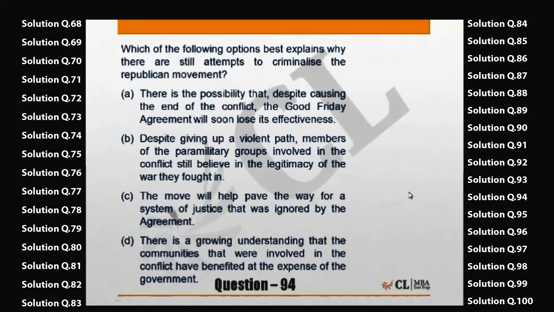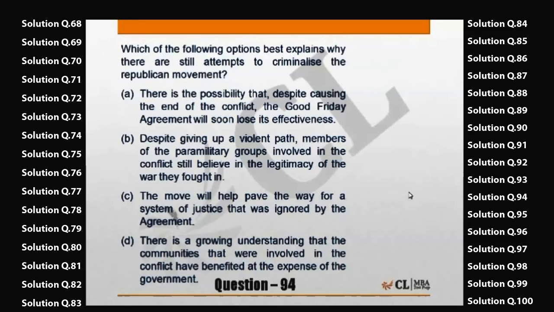We move on to question number 94. Which of the following options best explains why there are still attempts to criminalize the Republican movement? This was mentioned towards the last paragraph of the passage. The correct answer to question number 94 is option B. It says in the last paragraph of the passage that there was information given in the previous paragraph, the second last paragraph, as the reason behind attempts to criminalize the Republican movement.